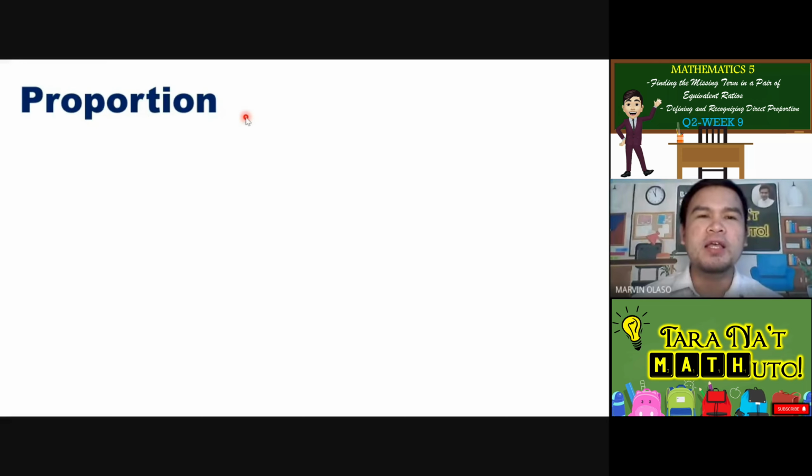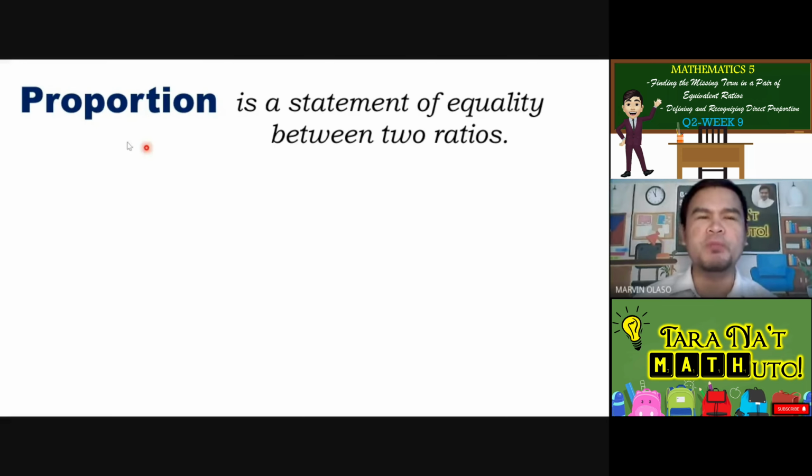Okay, we have meaning of proportion. When we say proportion, it is a statement of equality between two ratios. Sa madaling salita, when the two ratios are equal or equivalent ratios, they form a proportion. Okay? So yun na yung pinakatawag natin. Pag may nakita kayong dalawang ratios na equal, equivalent, they are in the form of proportion. Okay. So, nagkakaintindihan ba tayo?